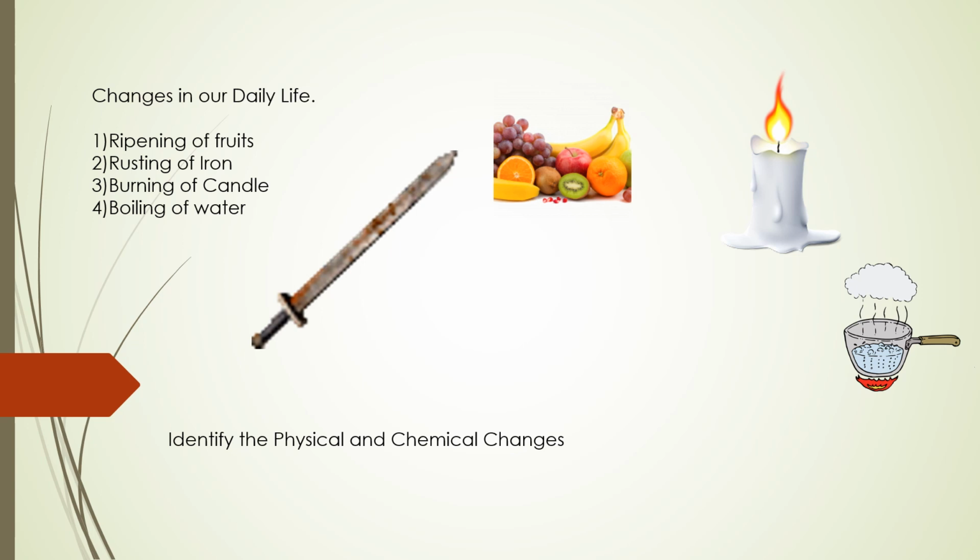In your previous classes, you studied that these temporary changes are known as physical changes and the permanent changes are known as chemical changes. In the above example, boiling of water is a temporary change. Why? Because you can get back the initial substances. There is no change in its molecular composition or any new substance formed.